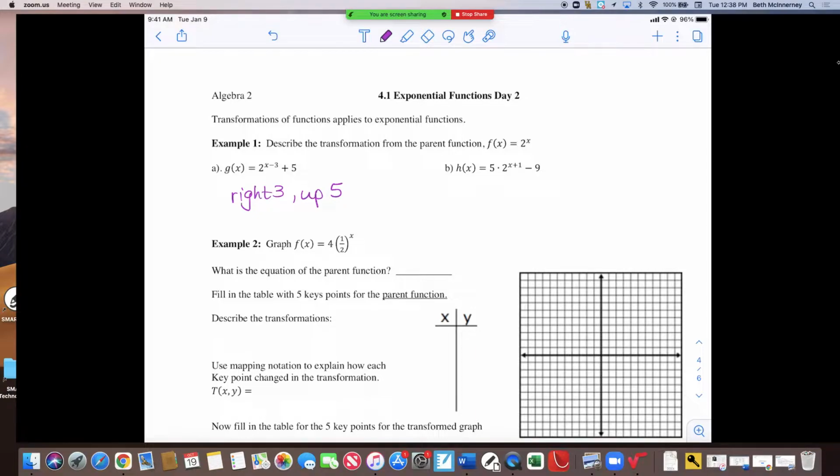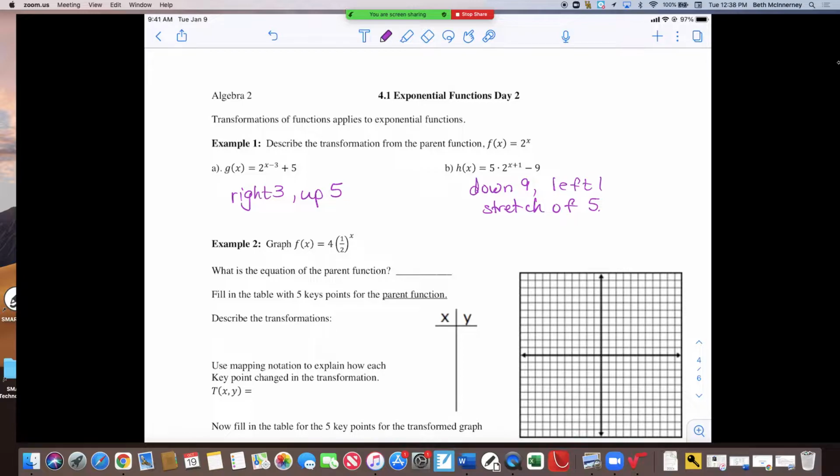All right, having said that, in part B, h of x is 5 times 2 to the x plus 1, minus 9. So I see 3 transformations. I see 3 things on this one. All right, who would like to try and help us with this one? Anybody want to try? Becca, what do you think? Awesome. Down 9, left 1, and a stretch of 5. Okay, nice work.